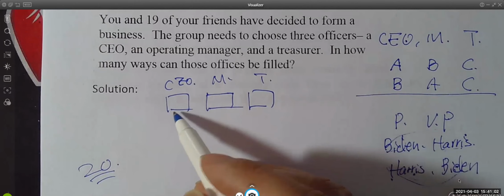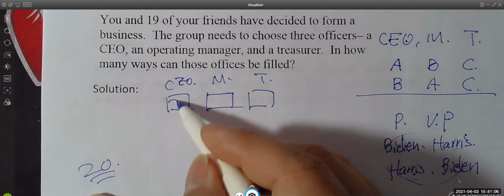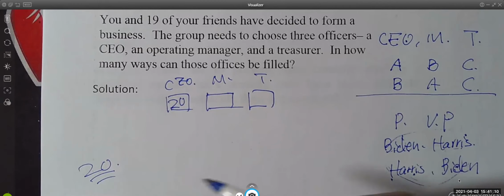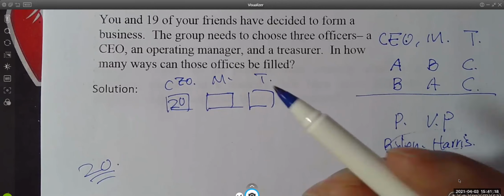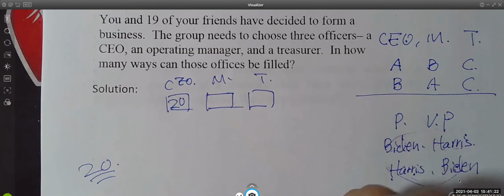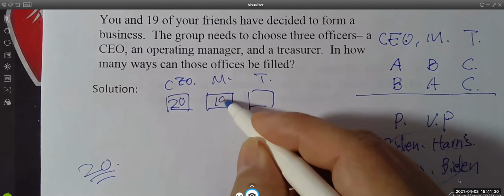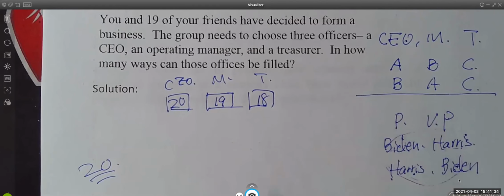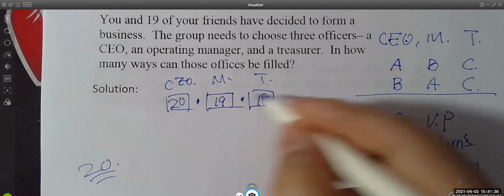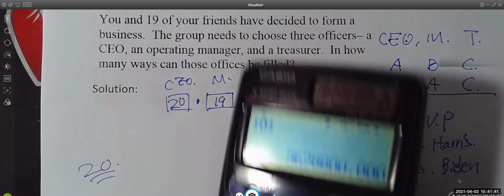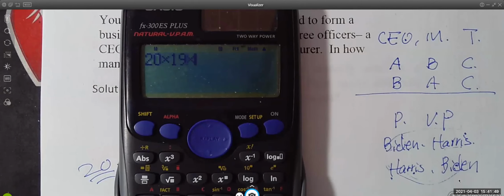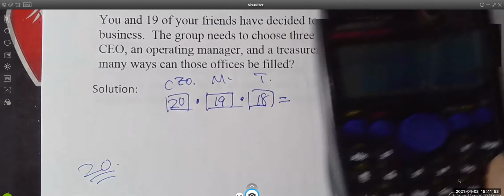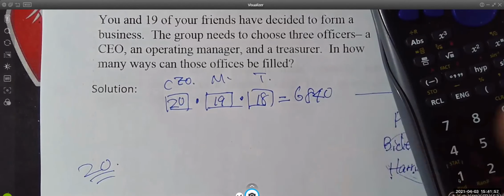So let's select the CEO first. How many different ways to select CEO? Apparently 20, because no restriction. Anybody can be CEO in this 20 people group. And after we select CEO, there's only 19 candidates left. Don't forget that, treat it like real. Now we need a manager. We vote again to select manager. And there's 19 different ways to do that because there's 19 possibilities. Anyone could be manager. So there's 19 of them. Similarly, for treasurer, there are 18 possible ways. Multiply them together. That's our final answer. How many different ways to fill these three positions? 20 times 19 times 18. 6,840. That's how many different ways to fill these three positions.